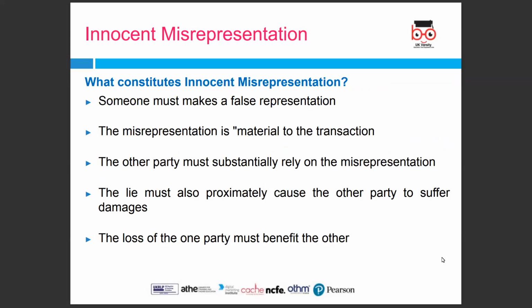What constitutes innocent misrepresentation? Someone must make a false representation, the misrepresentation must be material to the transaction, the other party must substantially rely on the misrepresentation, the lie must also proximately cause the other party to suffer damages, and the loss of one party must benefit the other.